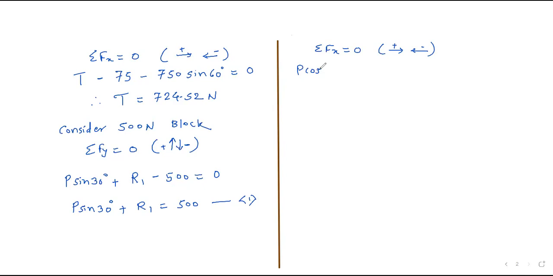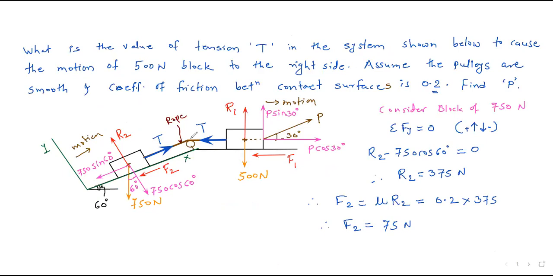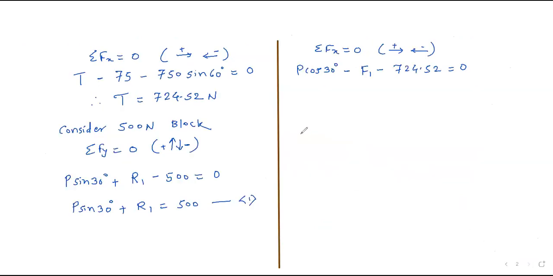P cos 30 minus F1 and minus T. T value is 724.52, which is equal to 0. So here we have written this. T is moving towards left hand side, F1 is also moving towards left hand side, so it is minus, P cos 30 is plus. So here now, if I will write, but we know that F1 is what?